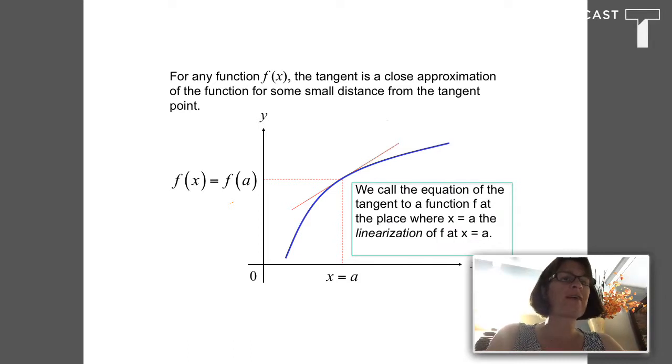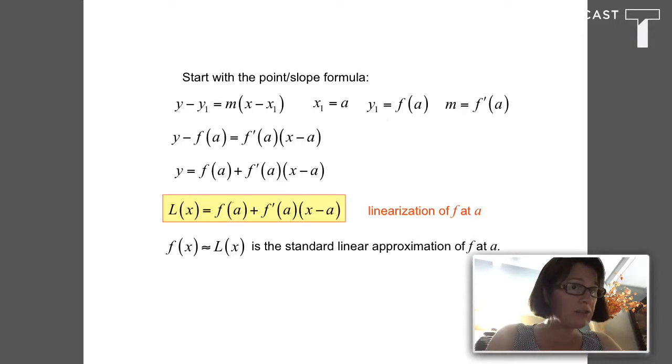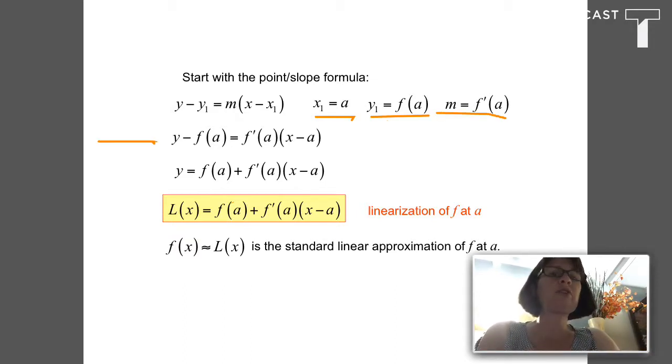So we're going to start by finding a tangent line to a function f at a place where x equals a. Well, now if I want to do that, I'm going to need an x comma y, an ordered pair. So my x is x equals a. I'm going to plug that into my formula to get my y. It's going to be f of a. And my slope is going to be the derivative evaluated at a.